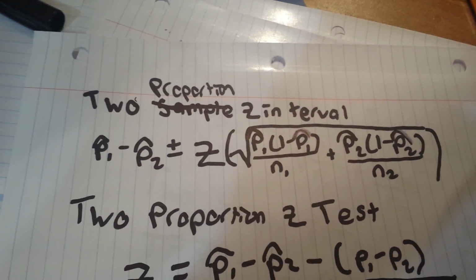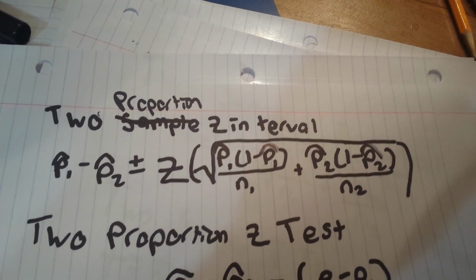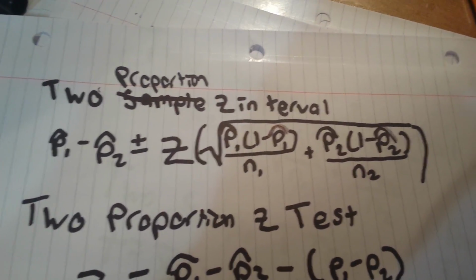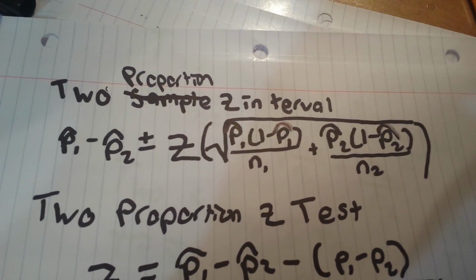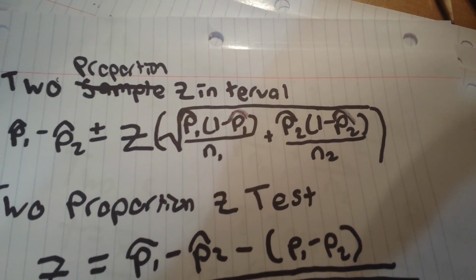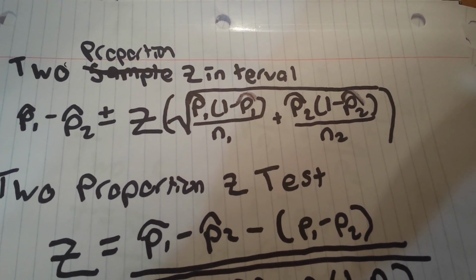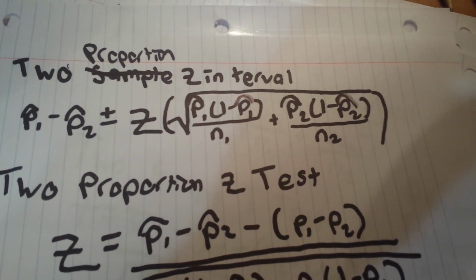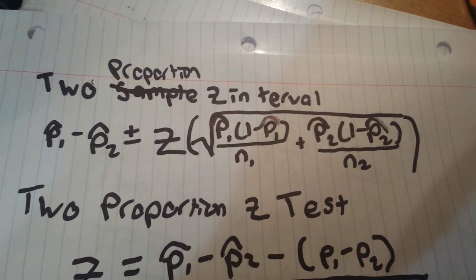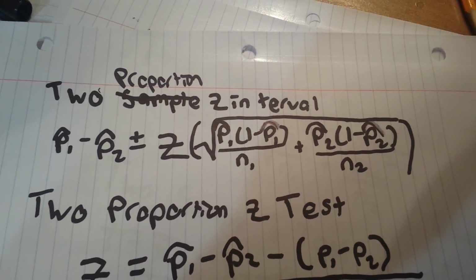So the two proportion z interval uses the following formula: p hat 1 minus p hat 2 plus or minus the z-score you find by doing inverse norm at whatever confidence level you're given in the problem, times the square root of the quantity of p hat 1 times 1 minus p hat 1 over n1 plus p hat 2 times 1 minus p hat 2 over n2.